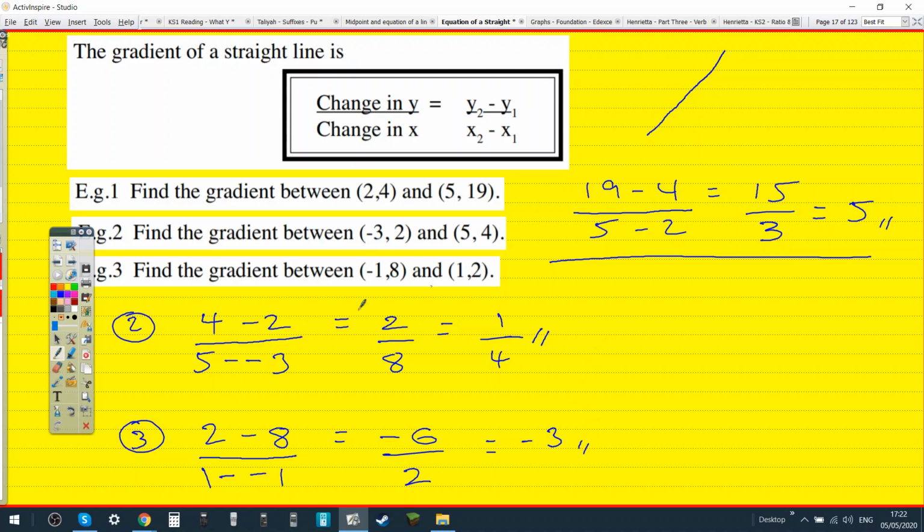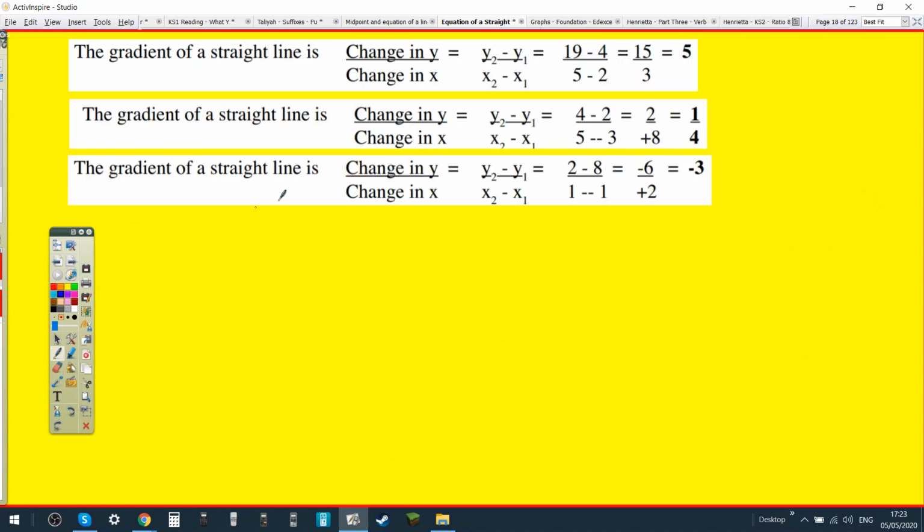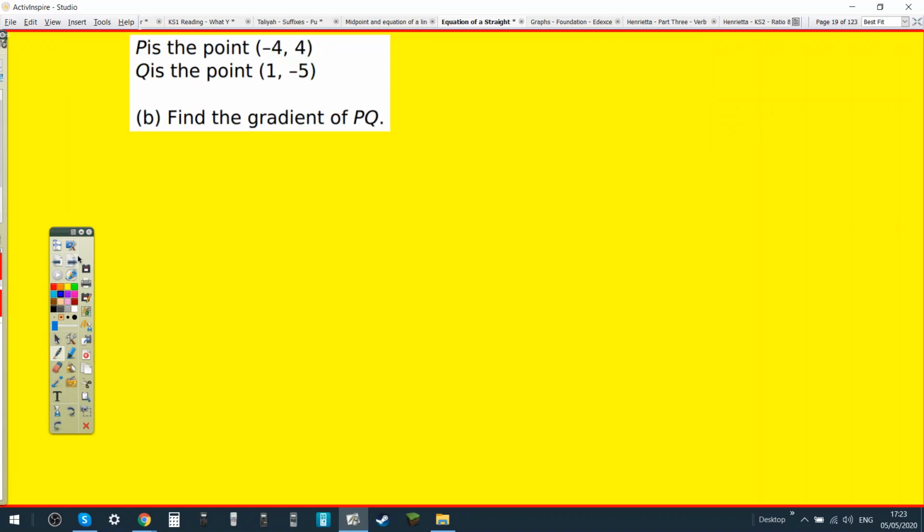Well done. So the first one was a positive gradient. The second one is a fractional gradient, so that would be something like that. And then the third one is a negative gradient, and so that would be going down like that. Any questions about those? Okay, so we did one of each: 5, a quarter, and minus 3.